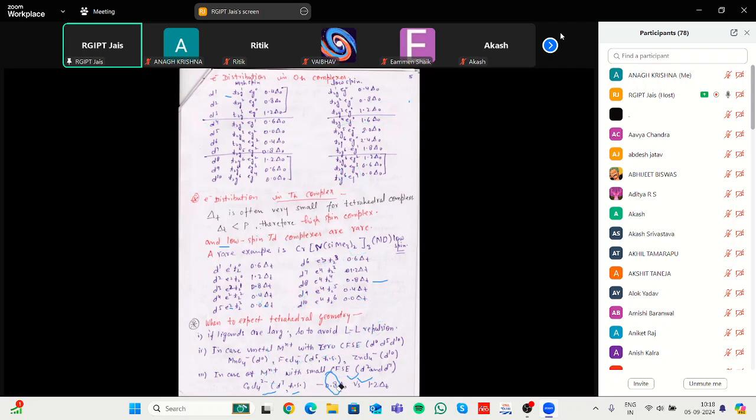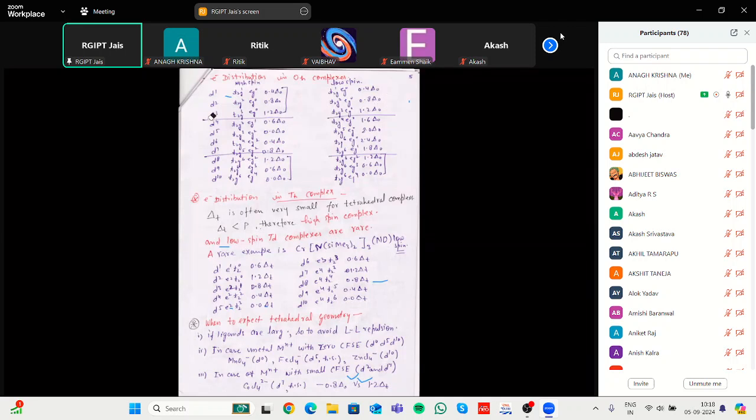In the case of low spin, the D1 configuration is almost similar. T2G1 EG0 means minus 0.4 del O. In this case also minus 0.4 del O. If we take the case of D2, like a vanadium type of complex, then T2G2 EG0 gives minus 0.4 into 2, that is minus 0.8 del O. In this case also minus 0.8 del O.